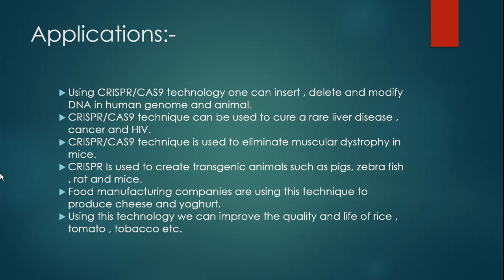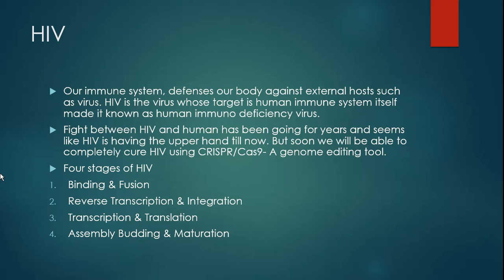Now we are going to cover HIV in much more detail. Our immune system defends our body against external hosts such as viruses. HIV is the virus whose target is the human immune system itself, which is why it is known as human immunodeficiency virus. White blood cells play an important role in the immune system. HIV destroys certain white blood cells called T helper cells or CD4 plus cells.